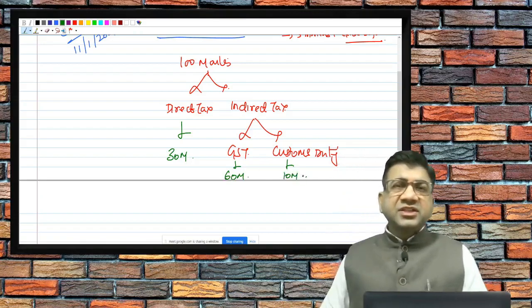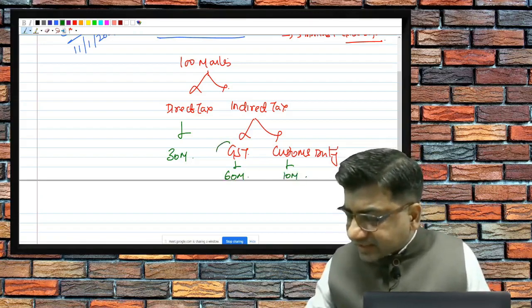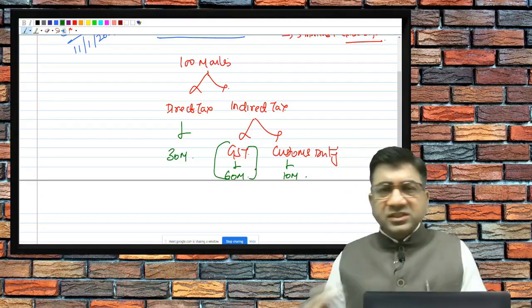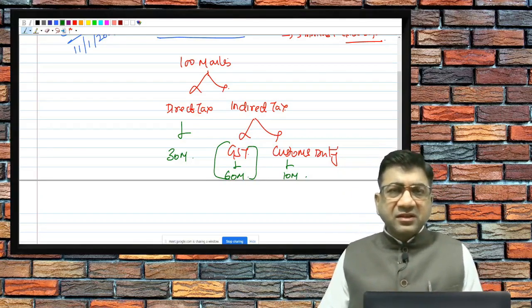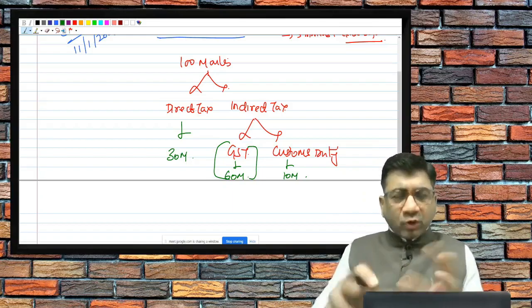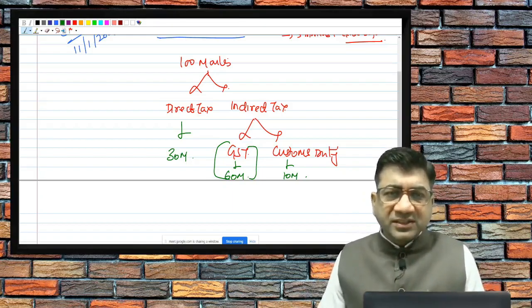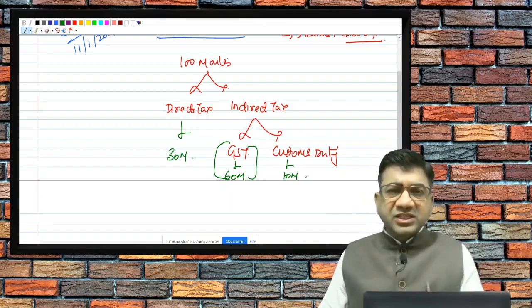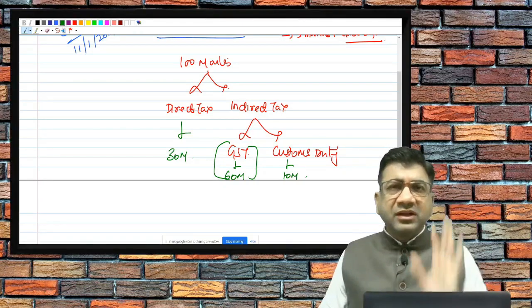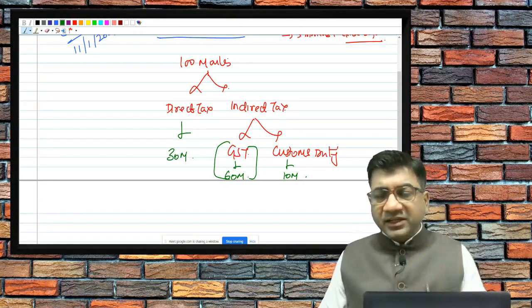So my intention is to start off with GST from today, because this is approximately 60%. So 2/3 of your syllabus, approximately, will be GST. Then we are going to cover customs, and lastly we are going to cover direct tax. So this is my intention.